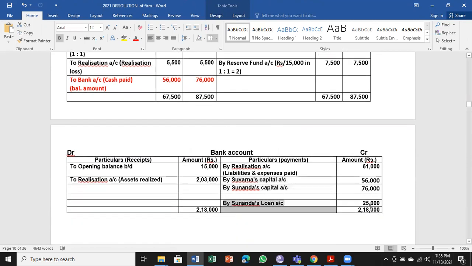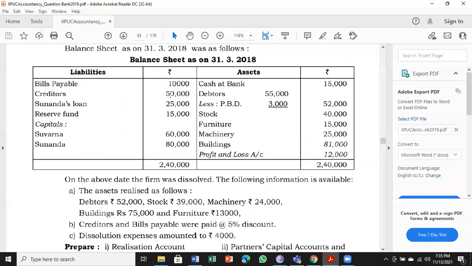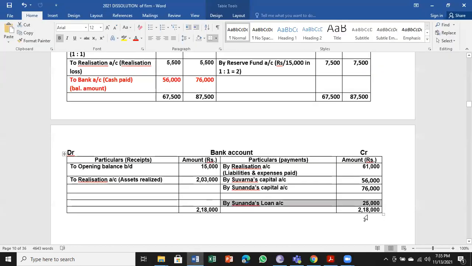Then we have Sunanda's loan account left on the liability side of the balance sheet, 25,000. That 25,000 I have taken on the credit side. Sunanda's loan paid, so Sunanda's loan account is debited to the bank account here, 25,000. So the total on both sides is equal, 2,18,000. That tells us the answer is right.